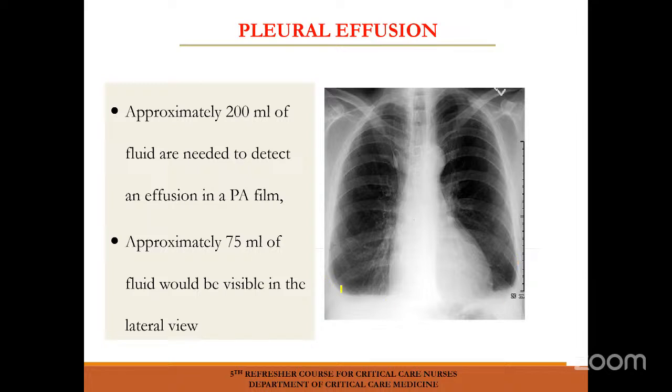But approximately you require roughly around 200 ml of fluid to start detecting that in a PA film. But if you want to find that even at a lesser volume, there is a special mode of X-ray called lateral decubitus X-ray. When you position the patient laterally in a sleeping position, the fluid forms a layer, so that can pick up an early stage of pleural effusion.